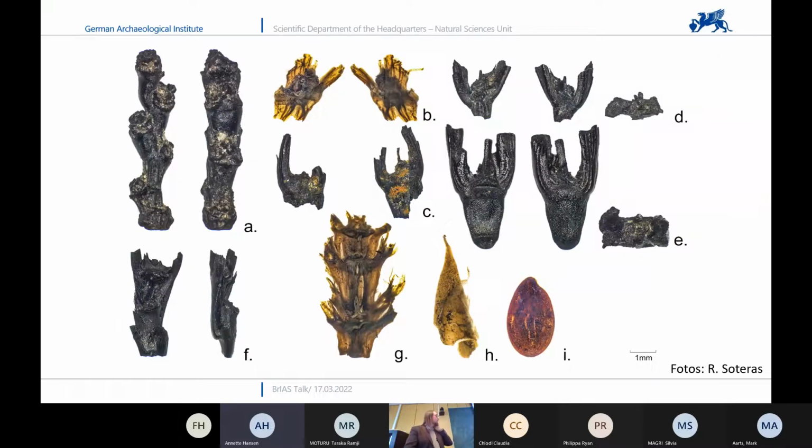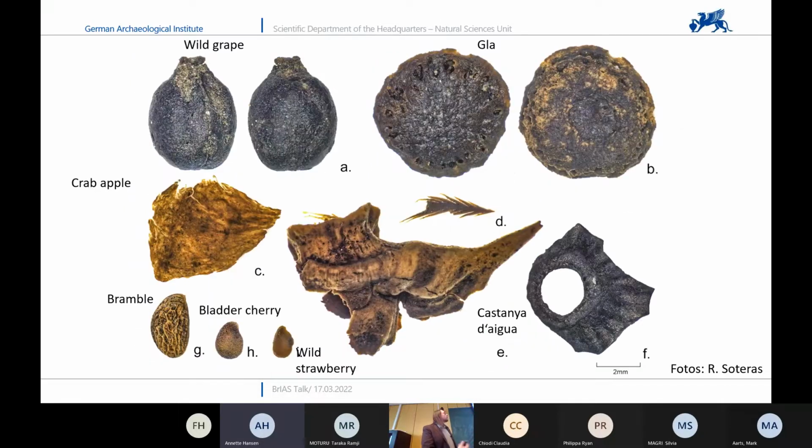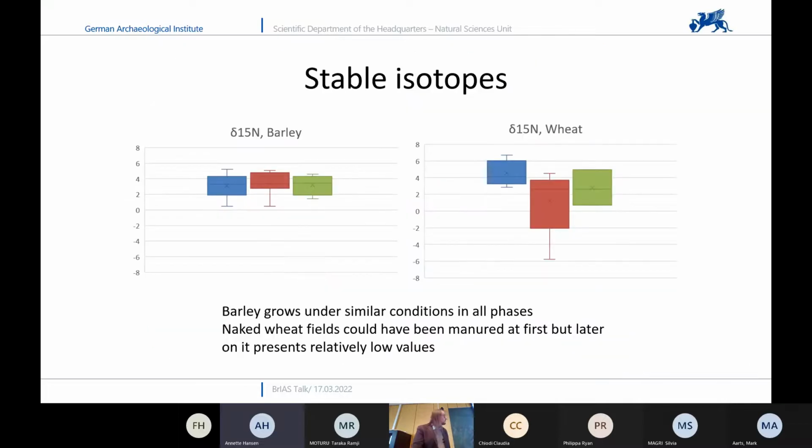Here are just some examples of the beautifully preserved plant material. There's of course charred material, but also uncharred. These are remains of flax, barley, naked wheat, and also plenty of wild plants. As I showed before, there's wild grape, acorn, crab apple, water chestnut, bramble, bladder cherry, wild strawberry, really a broad gathering strategy that they had in parallel to the growing of crops.